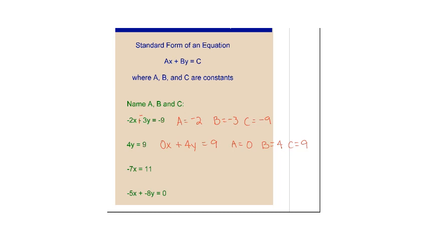Continue trying the next two. Good. In the next equation, this is the same thing as having a 0 as the coefficient for y. So negative 7x plus 0y equals 11. So A is negative 7, B is 0, and C is 11. In the last problem, A is negative 5, B is negative 8, and C is 0. So we can see examples here where our coefficient or constant could be 0, whether it's the coefficient of x, the coefficient of y, or the constant itself. All of those could be 0 in different examples.